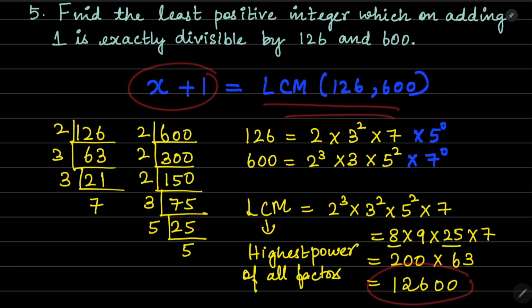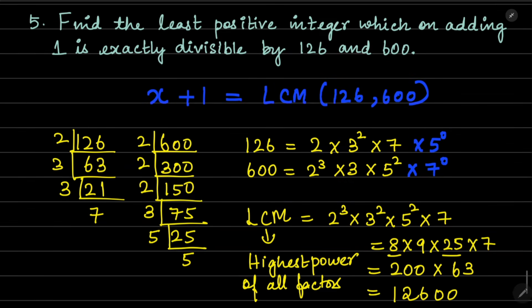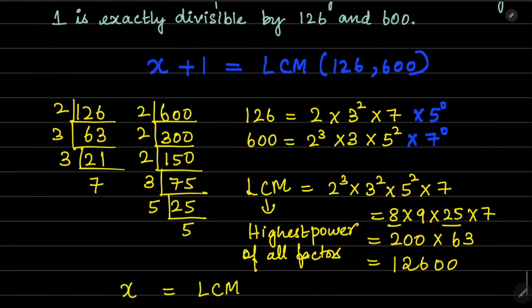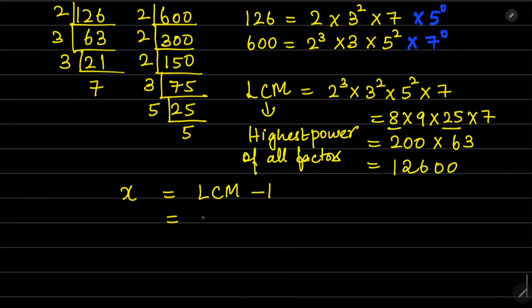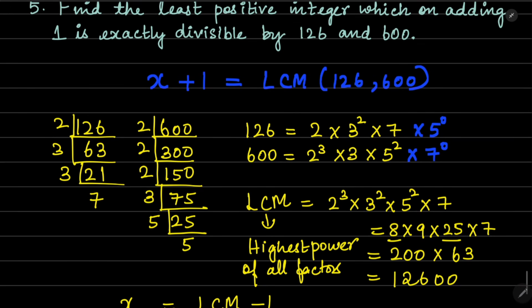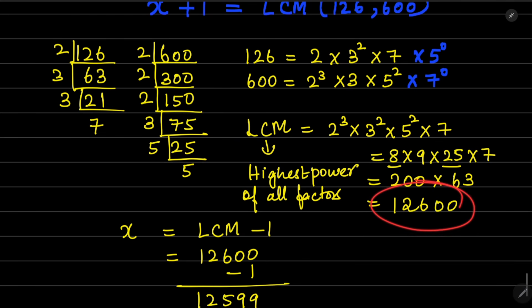But you are not asked for the least positive integer which is divisible by the two numbers. You have to find that number which, when added by 1, will give you 12,600. So x is nothing but 12,600 minus 1. So you'll be getting 12,599. So 12,599 is the least positive integer which, when added by 1, will give you a number which is exactly divisible by both 126 and 600. So the number that you are asked for is 12,599.